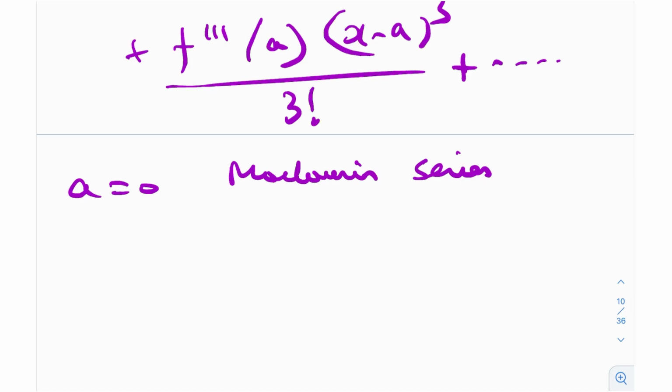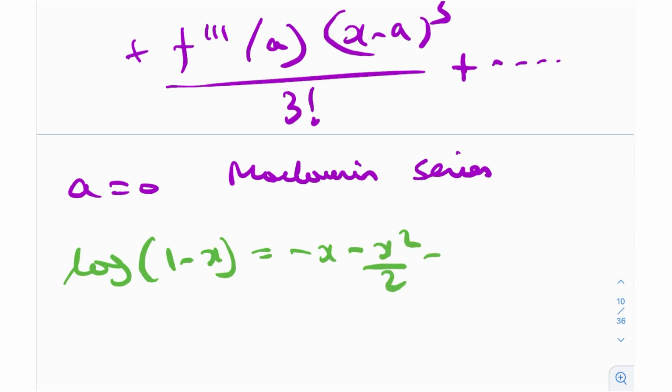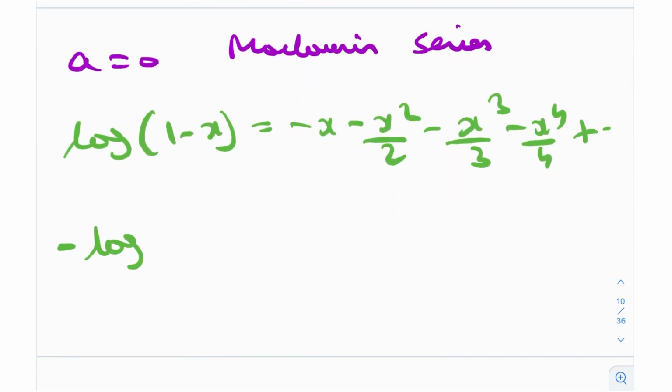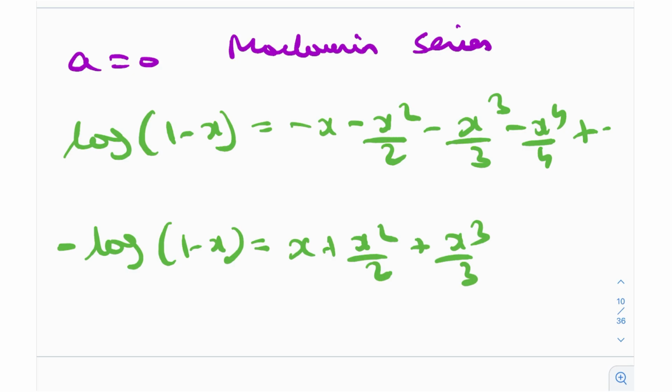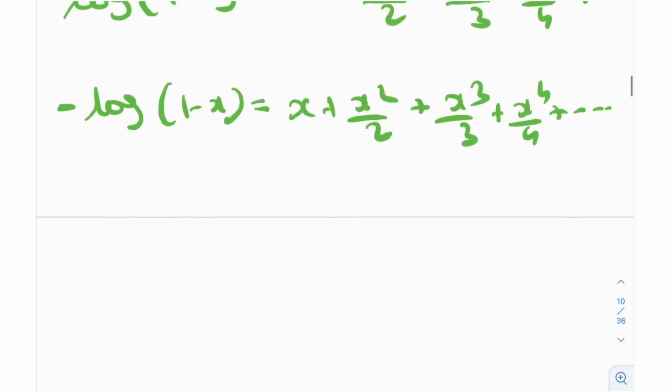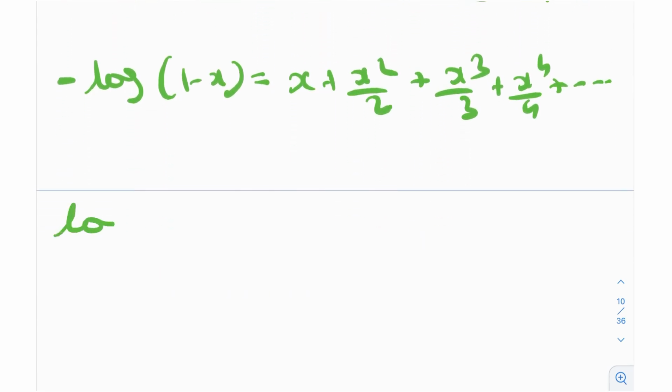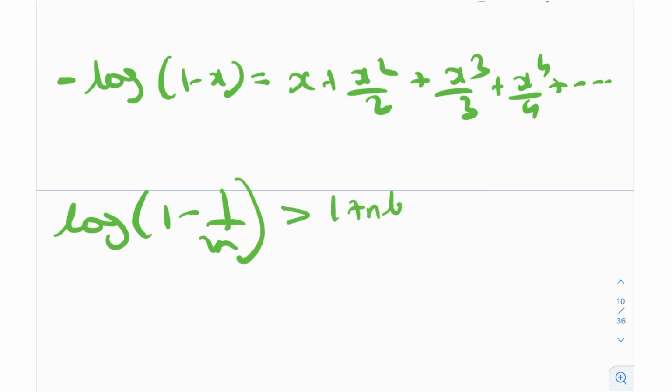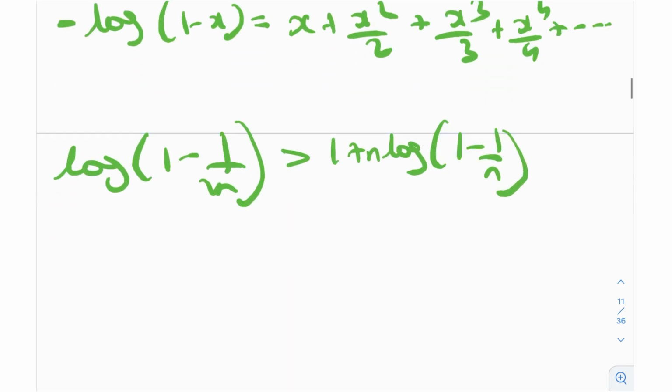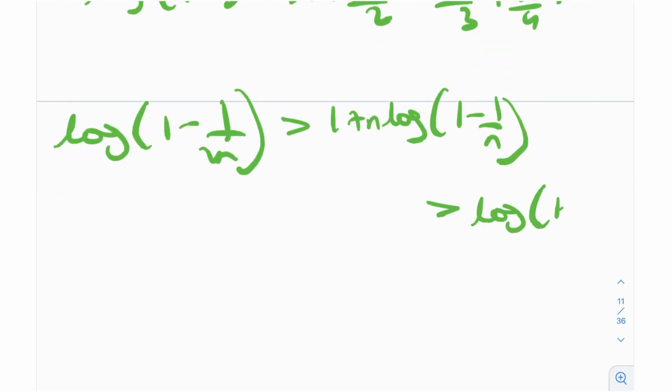And yes, it does. Log of 1 minus x can in fact be approximated as negative x, negative x squared by 2, negative x cubed by 3, negative x raised to power 4 by 4, and so on and so forth. This goes on and on. So the negative of logarithm 1 minus x is actually x plus x squared by 2 plus x cubed by 3 plus x raised to power 4 by 4, and so on. Maybe if I take the given expression that I had: log of 1 minus 1 by 2n, which was greater than 1 plus n log 1 minus 1 by n, which was greater than log of 1 minus 1 by n.